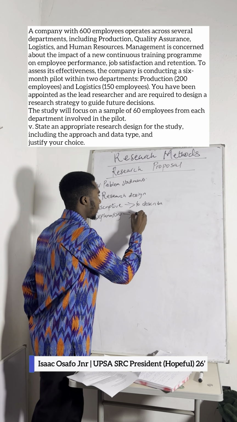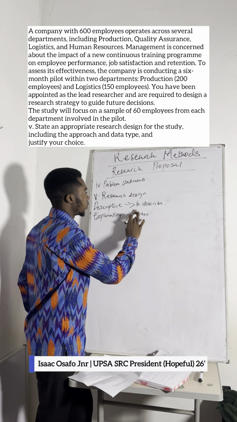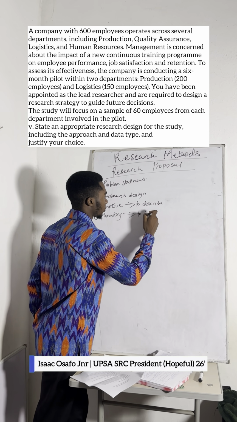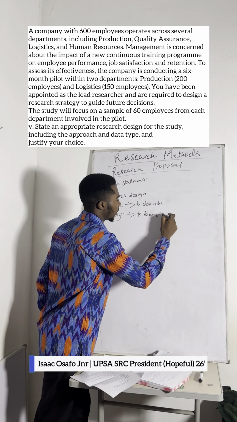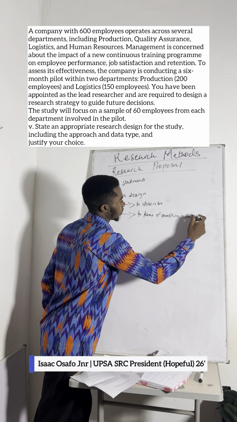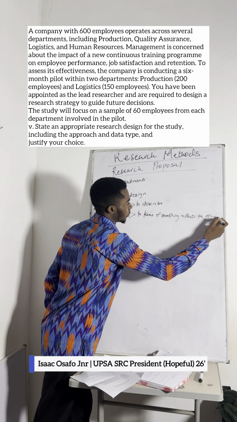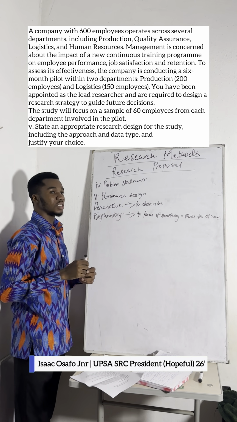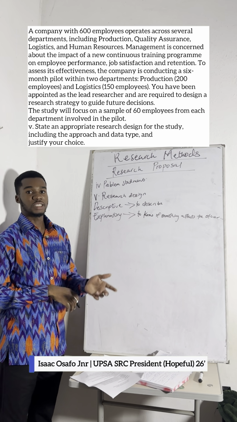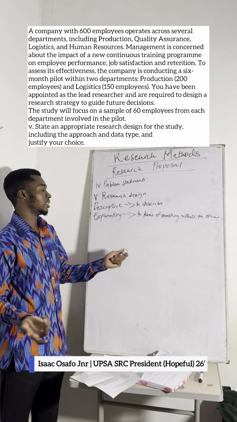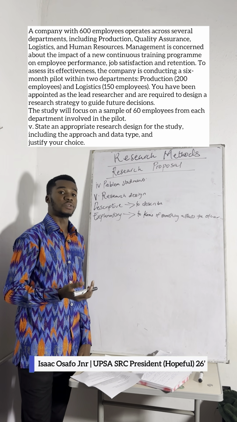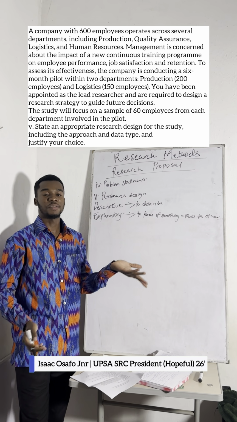So when you want to know if something affects the other, you get it? Because they told us that they want to know whether the training program affects employee performance, job satisfaction, and retention, you can just go ahead and say you use the explanatory. You get it? Because they want to know if the training program affects, or they want to know if one variable affects another. You get it?